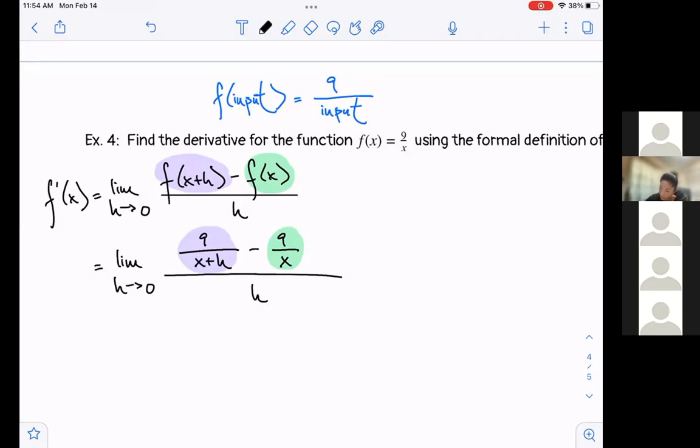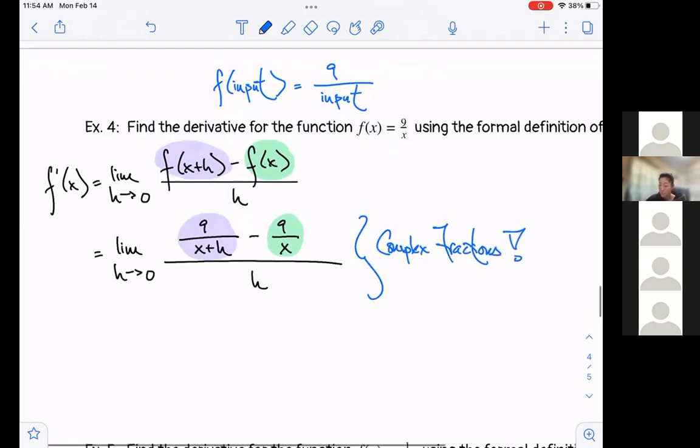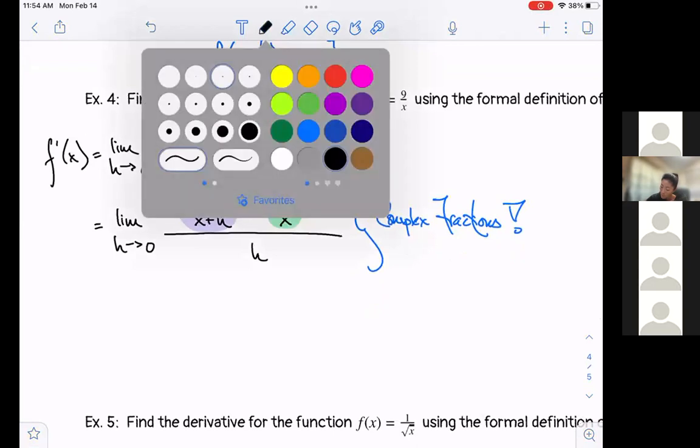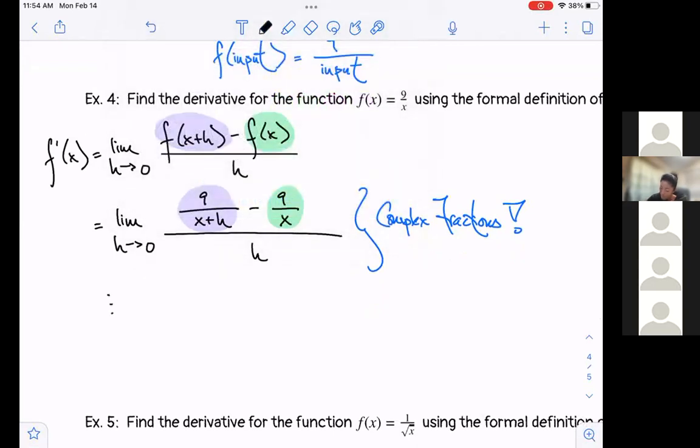Complex fractions. Complex fractions. All right. So I'll leave that to you.